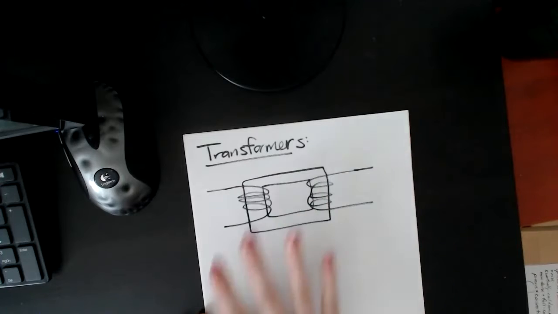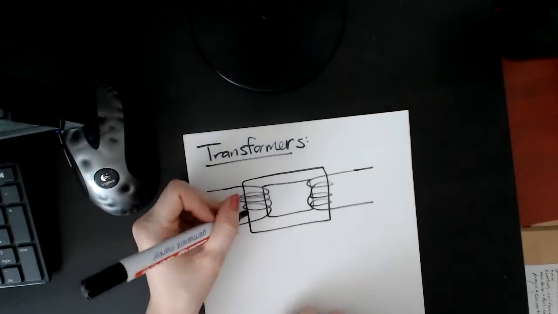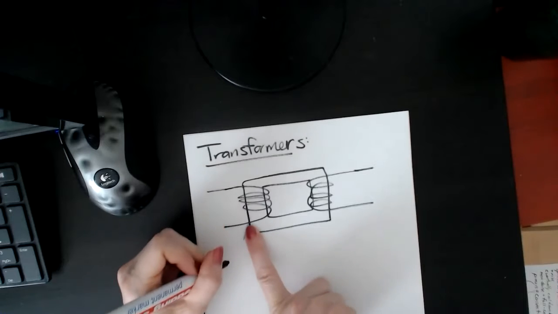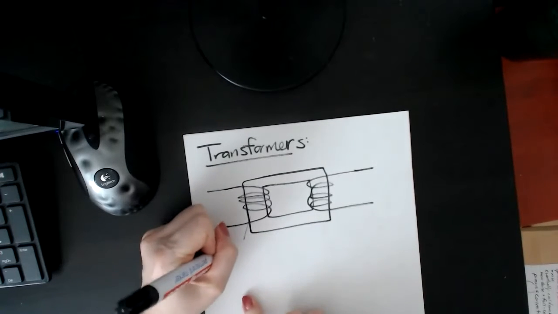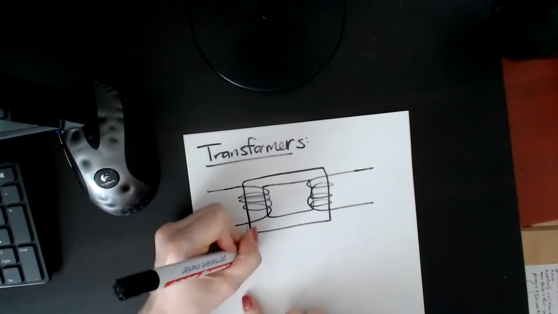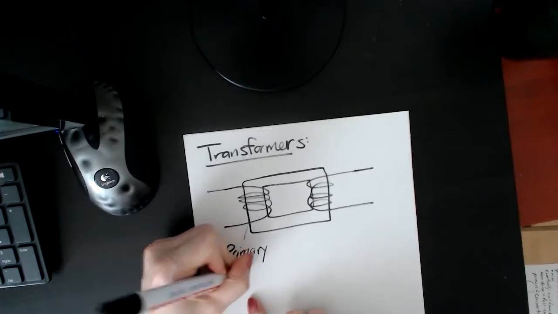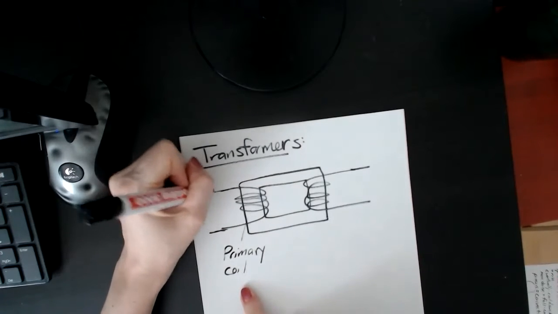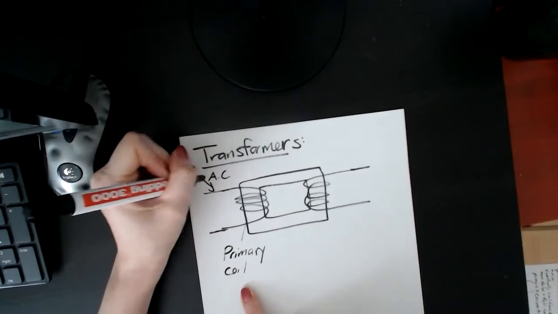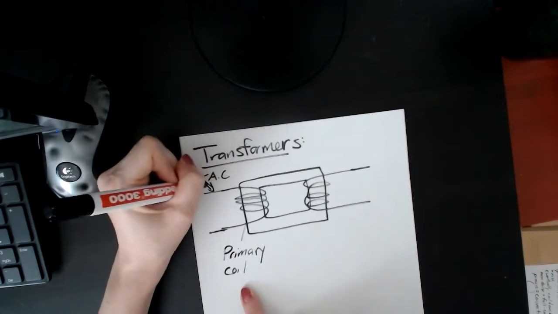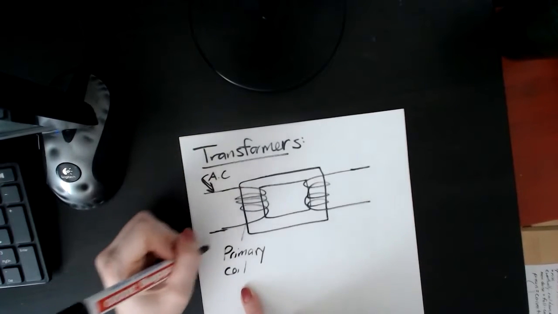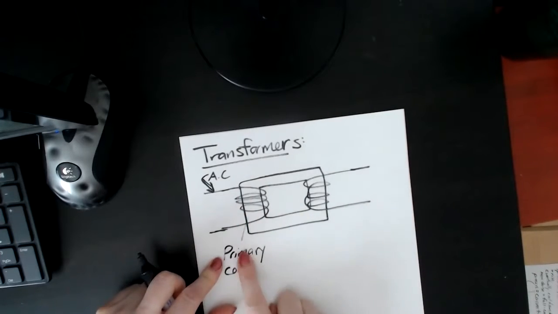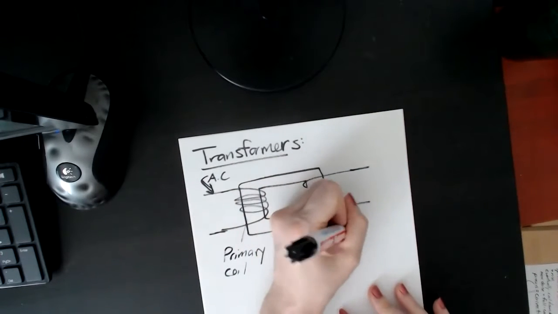They all have three parts. One is that they have two coils of wire. This is called the primary coil, and running through this circuit has to be alternating current. Otherwise, the whole thing doesn't work. So this whole thing is alternating current running through the complete circuit with the primary coil. This is called the secondary coil.